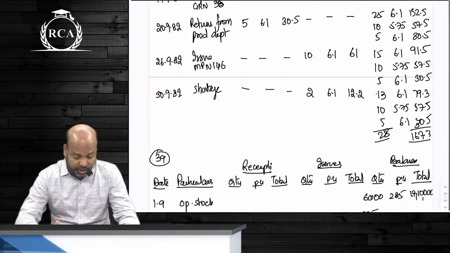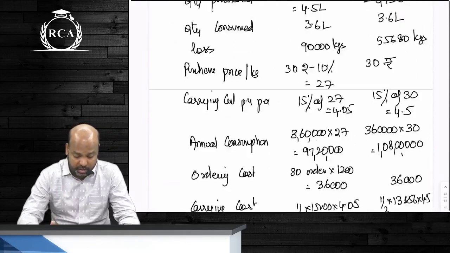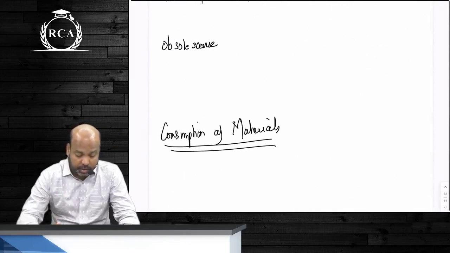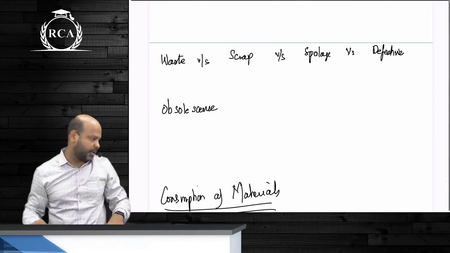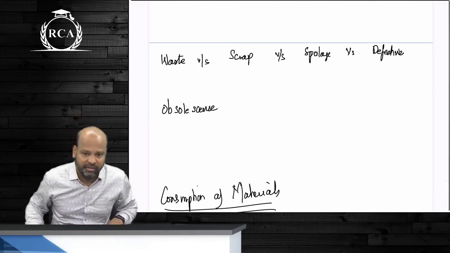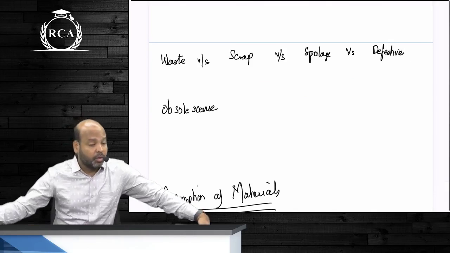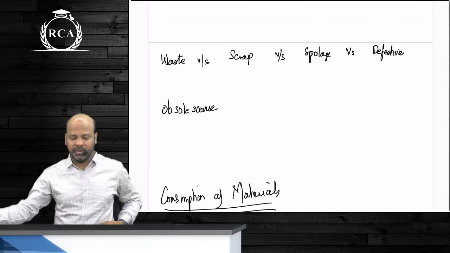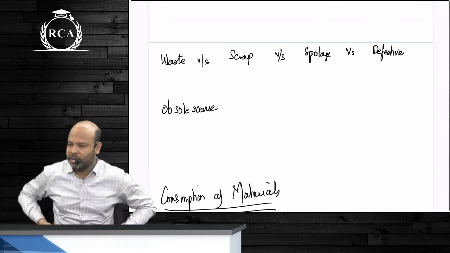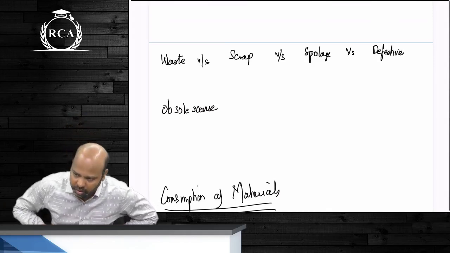After this, what did we do? We prepared the stores ledger card. Then we did different types of material losses. Under these, we had waste. I said waste is basically the quantity of material that is lost either during storage or during the production process, may be visible or invisible, but does not have any value.